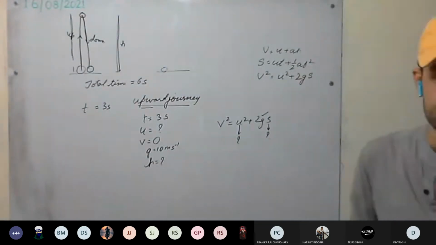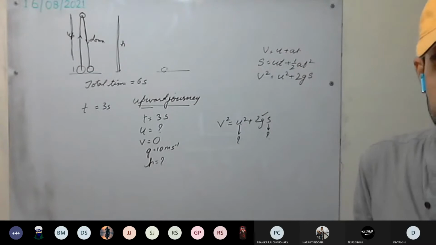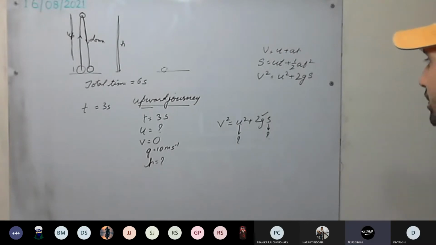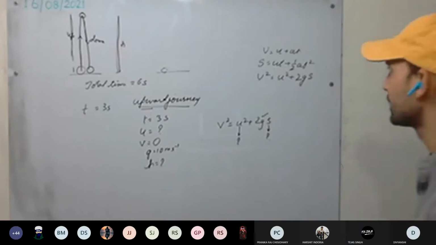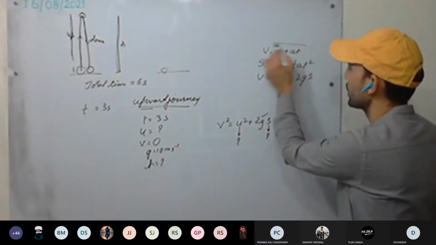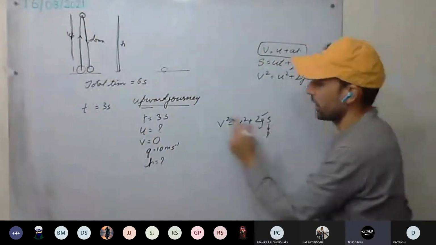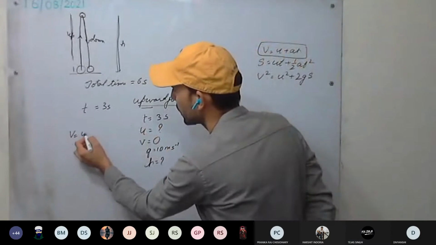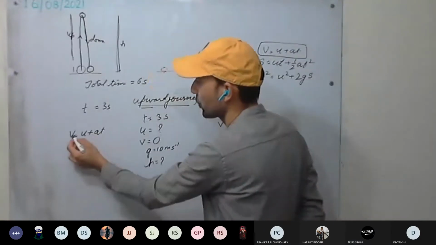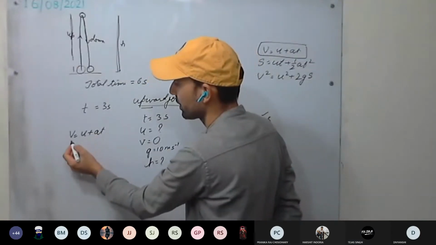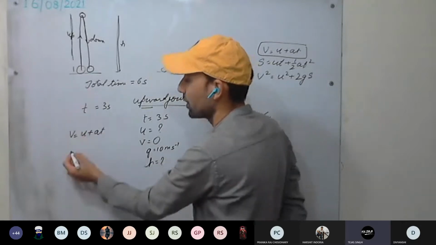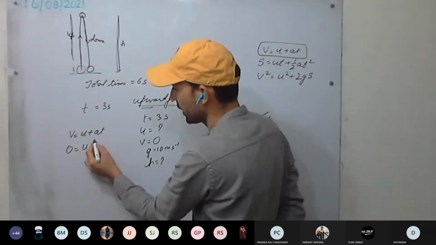Sir, u we can calculate. Okay, how are you going to calculate u? By the first equation. v equal to u plus at. So v is how much? 0. Okay, u we have to calculate.